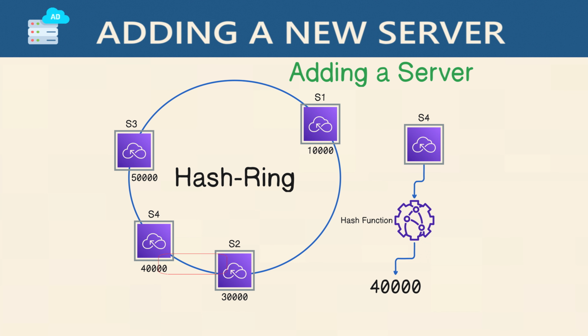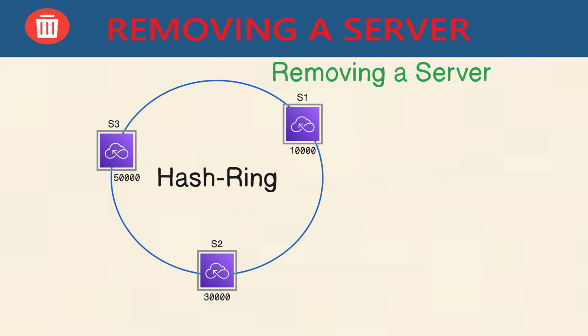Now let's see what happens when we remove a server from the ring. Suppose S2, which was at position 30,000, goes down or is removed from the system. Now we only have S1, which is at 10,000, and S3, which is at 50,000. Any request that used to go to S2 must now find the next available server clockwise, which is S3. So all the keys between 10,001 and 30,000 that were going to S2 earlier will now go to S3. Here also only a limited range of keys are affected. That means consistent hashing handles server removal just as smoothly as addition, without having to reshuffle everything.